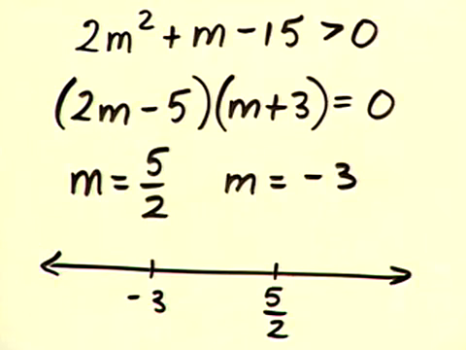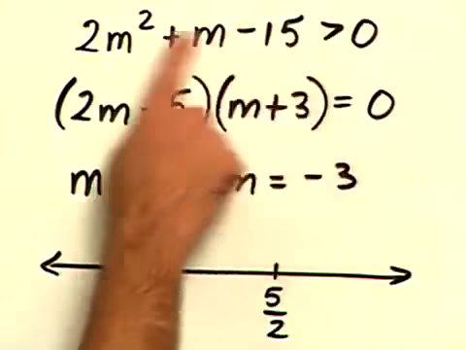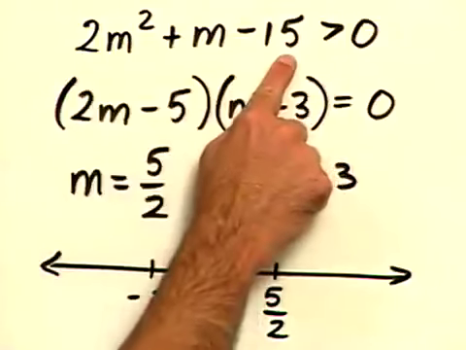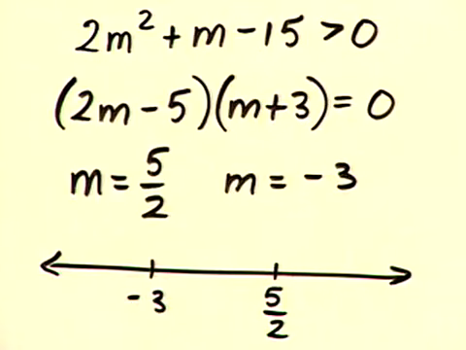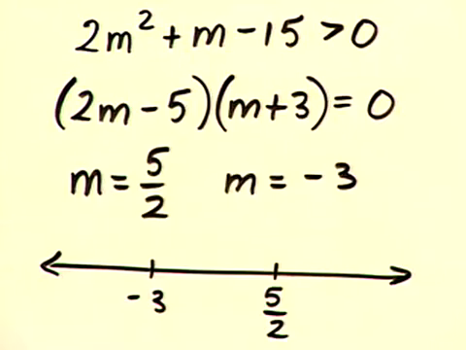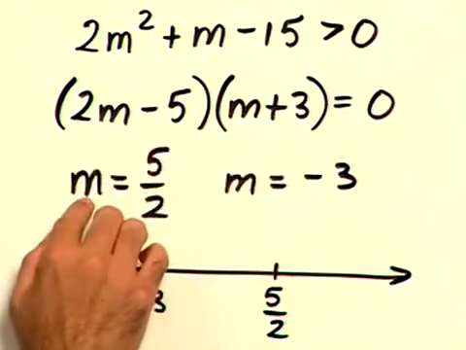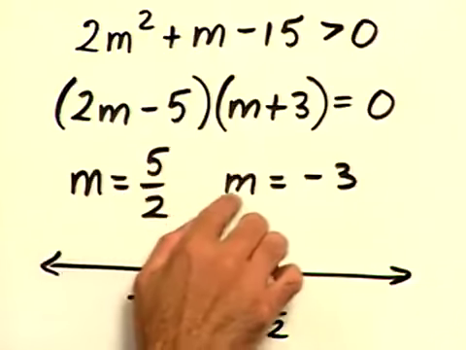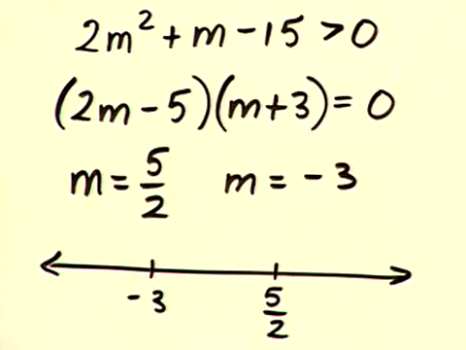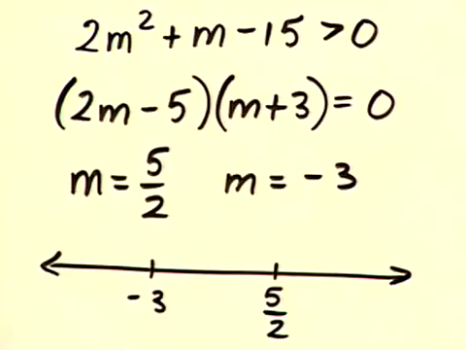To solve this quadratic inequality, the first thing that we need to do is find the values of this polynomial that'll make it 0. So we will set it equal to 0, and we will factor that polynomial. And by factoring it, we can use the zero product property and find that m is equal to 5 over 2 and m is equal to negative 3. These are the two values that'll make this polynomial 0.